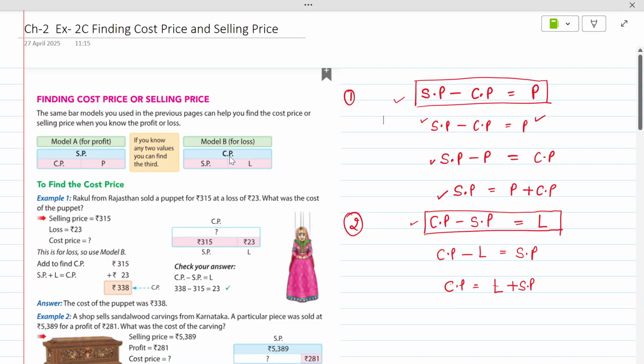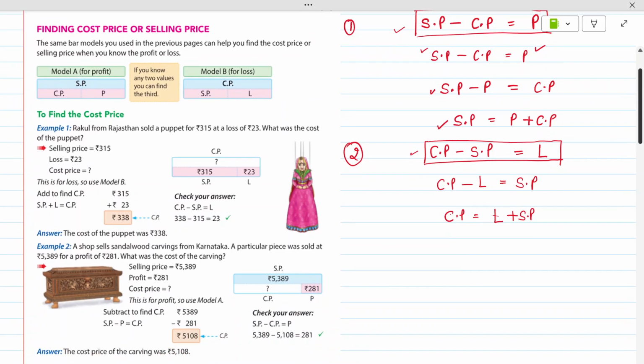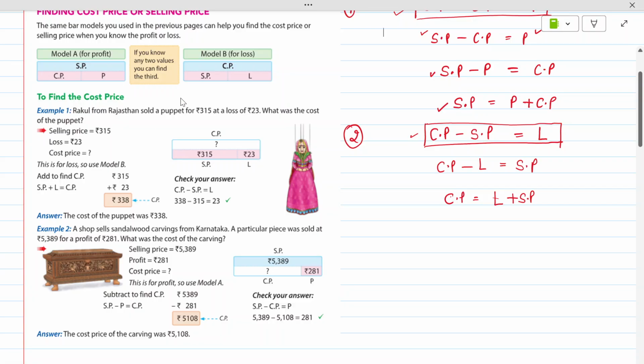Similarly, in the case of loss, if CP and SP are given to us, we can find out the value of loss. If SP and loss are given, we can combine them to get the value of CP. And if CP and loss are given, we can always find out SP. This is the same thing which we have just done here. Now, let us see how we can find out the cost price.